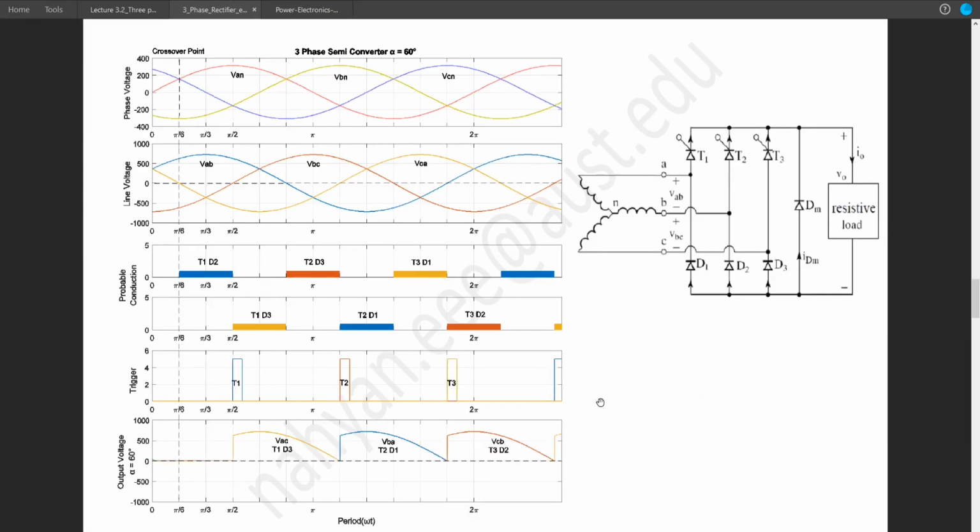And in case of alpha equals 60, both continuous and discontinuous equation will apply, because this is the verge of discontinuity. It is neither continuous nor discontinuous. So both equations will be applicable here.